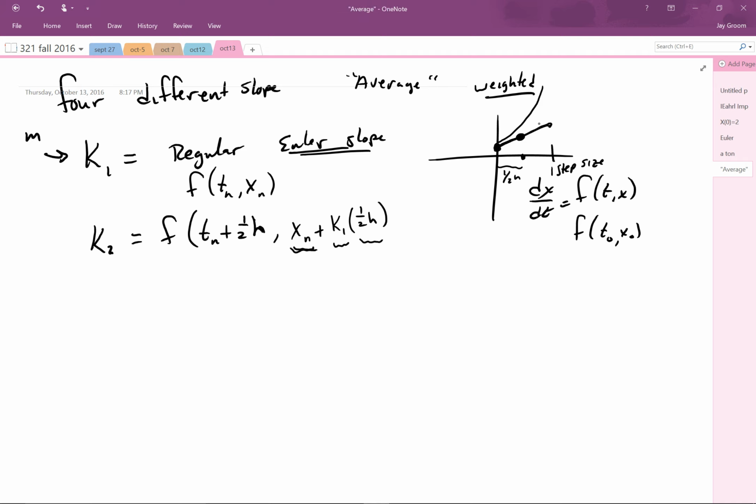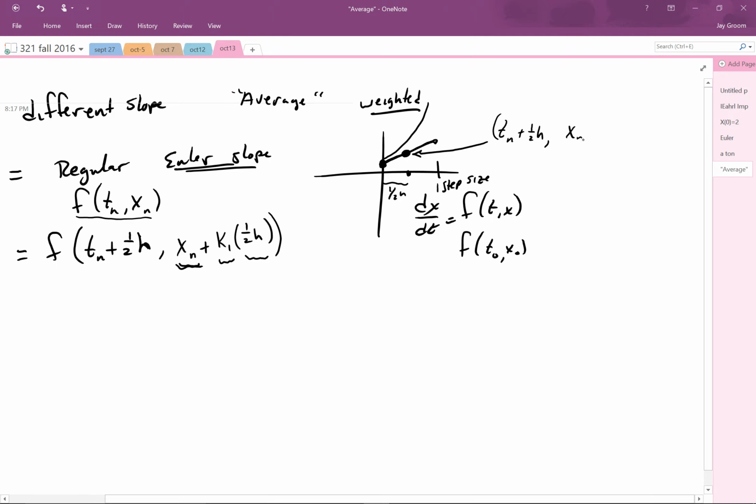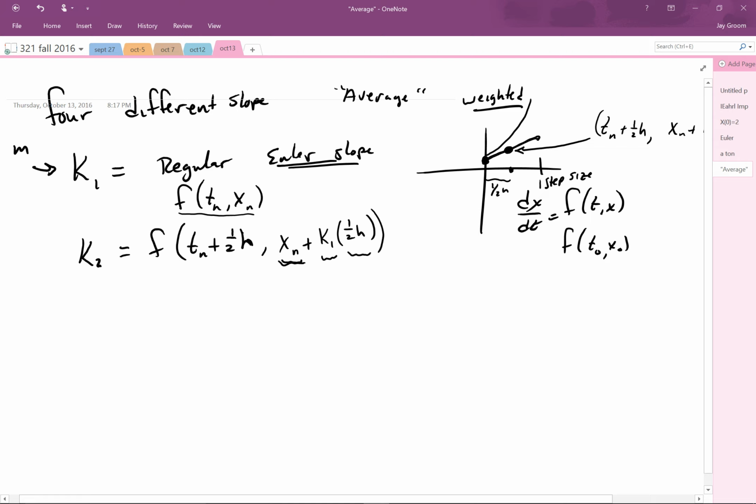Because if we predict for that value of y, okay, so what we said was we took this guy here, the original, and we predicted for a y out here. So this is some new value right here. This is t sub n plus a half of an h, comma, x sub n plus k1 times half of an h. That's some new y, x and y value. Are you with me? Cool. So what we're going to do is we're going to find the slope at that point right there. And that's going to be our second slope.